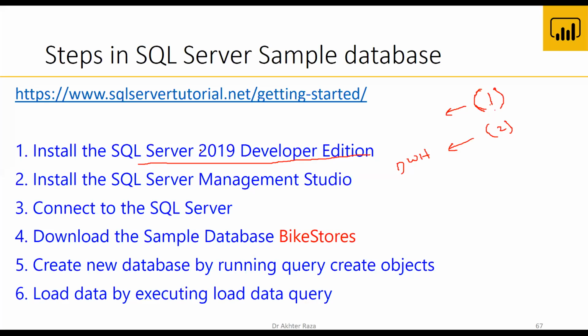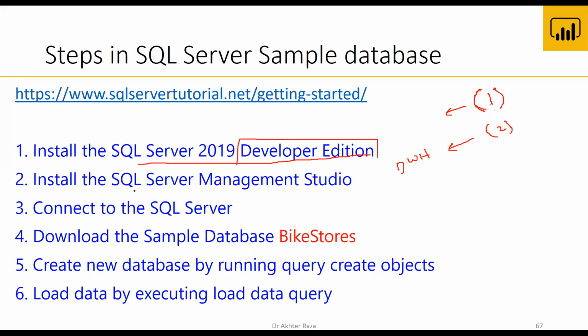There are several editions available, 2019, 2014, 2012. Several versions are available, but the latest one is 2019 Developer Edition. Developer edition is basically the edition which is freely available for development purposes. Means we are going to develop a data warehouse, and for demonstration purposes, we can use that.